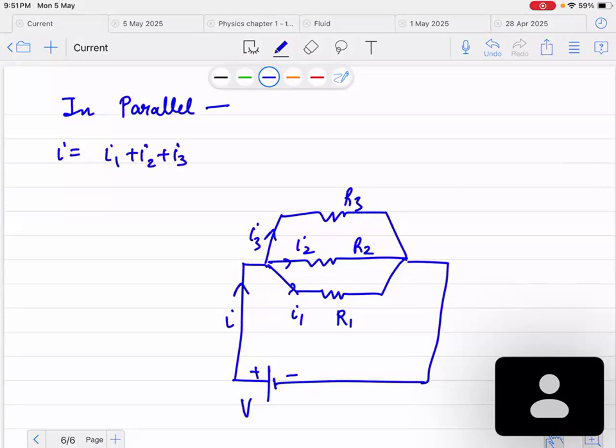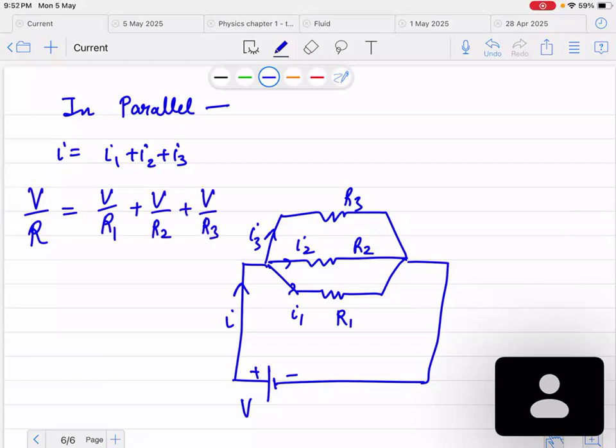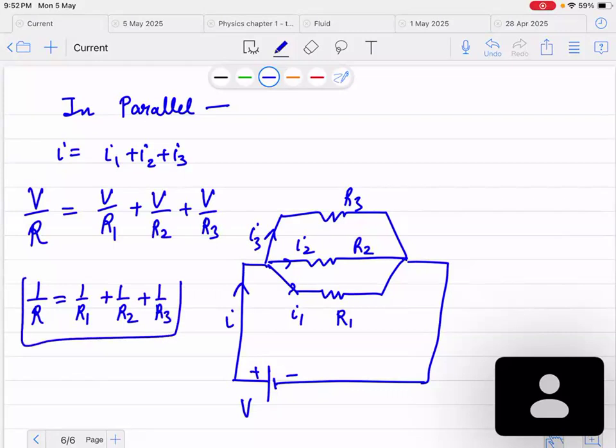And I is what? I is V by R. I1 is V by R1. I2 is V by R2. I3 is V by R3. You can cancel V both sides. So it is 1 by R equals 1 by R1 plus 1 by R2 plus 1 by R3. So that is the parallel combination.